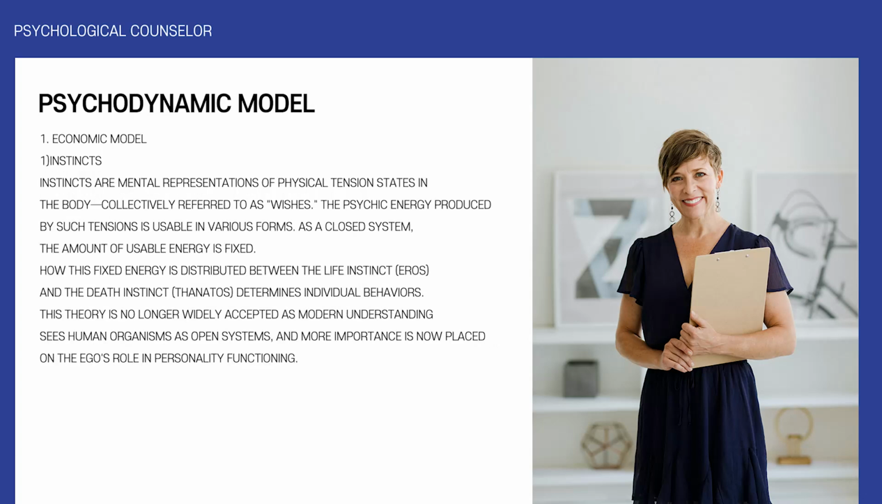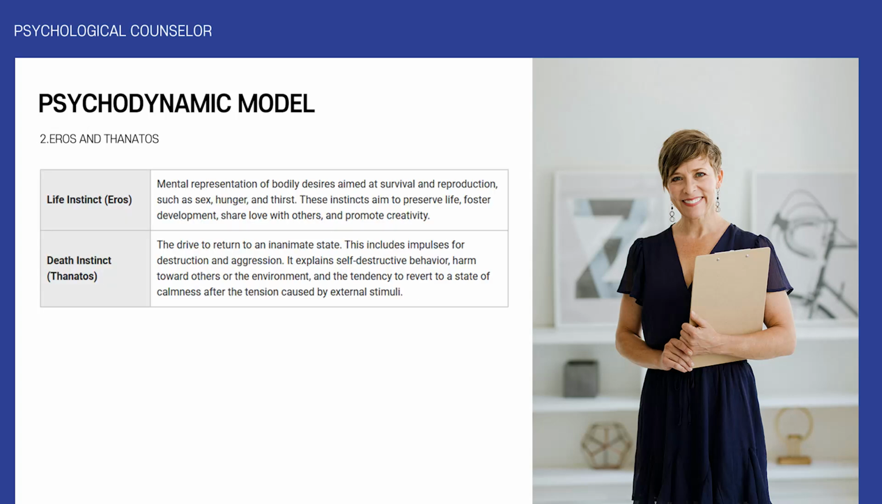Psychodynamic model. Now, let's move on to Freud's psychodynamic model, which includes the economic and topographic perspectives of the mind. Economic model. Instincts are mental representations of physical tension. These create psychic energy, which is limited and must be distributed between 2 forces. Eros, the life instinct, and Thanatos, the death instinct.